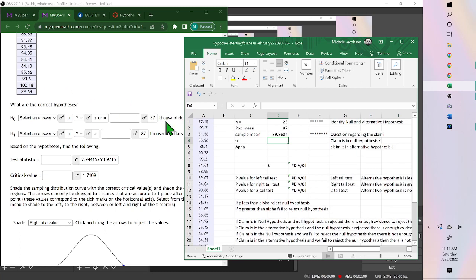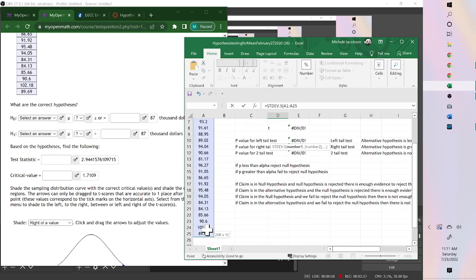So found my mean. You can also do that for standard deviation, equals ST for standard deviation. There's a standard deviation P if it's population, and S for sample. And this is a sample. Again, highlight your data. Hit enter.